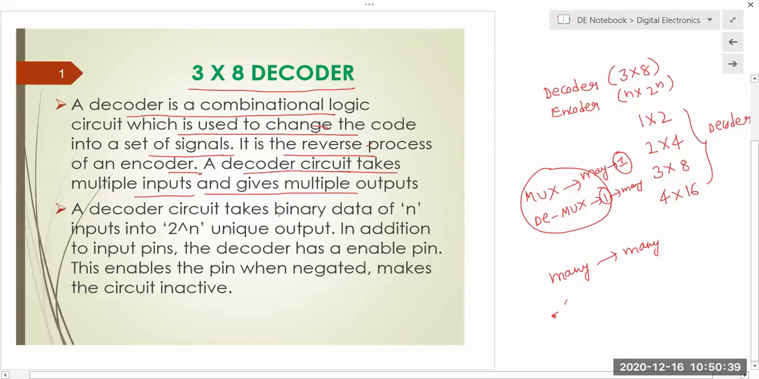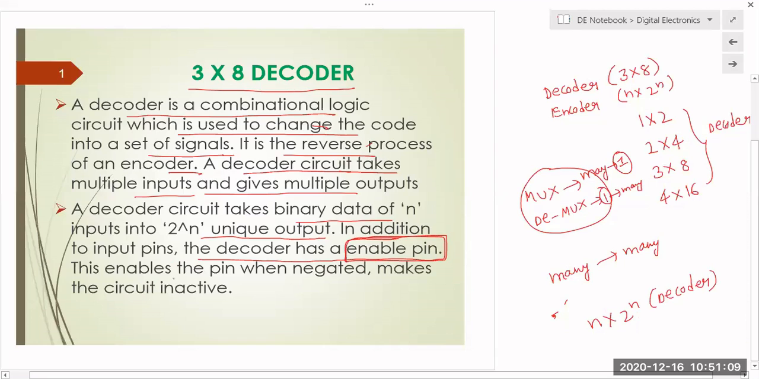A decoder circuit takes binary data of n inputs and produces 2 power n unique outputs. That's why it is an n into 2 power n decoder. In addition to these input pins, the decoder has one more input called the enable pin. In the same manner as multiplexer and demultiplexer have selection lines, in case of decoder and encoder circuits we have one extra pin called the enable pin or enable line.